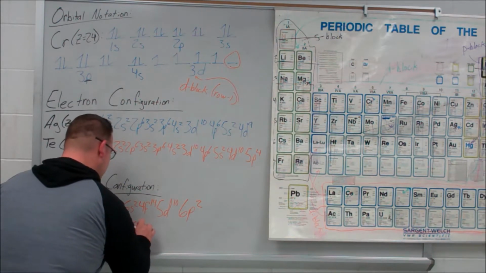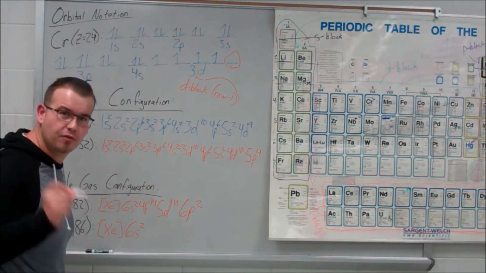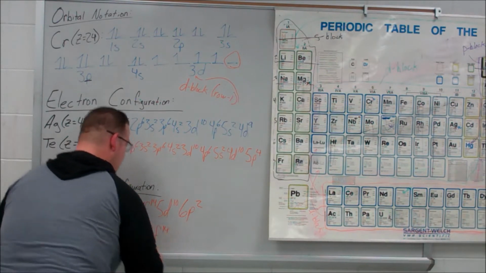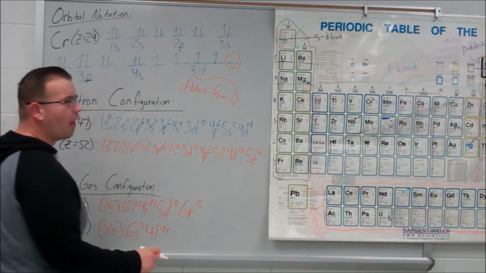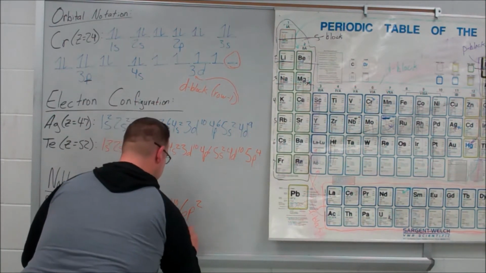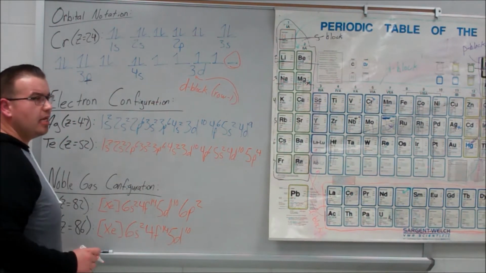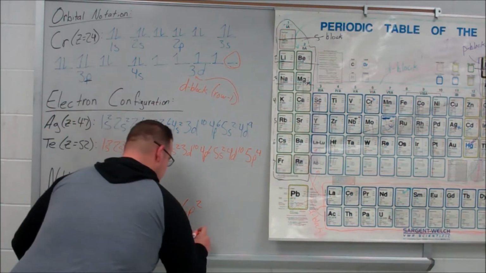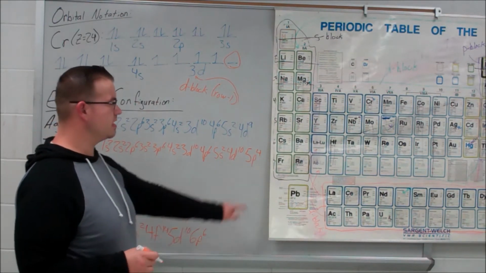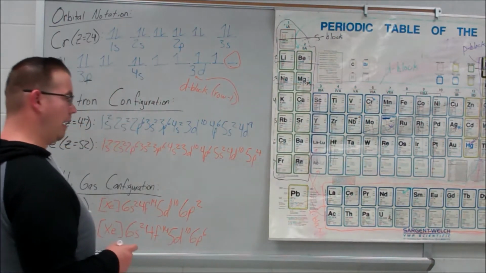So 6s2, don't forget the F block. You have to go back through that F block. 4f14. Come back to the D block. I go all the way through because I end in the P block. So I know it's a 5d10. And then you go all the way through that P block. So it'll be 6p6, because you're in the 6th row and you're in the P block and it goes all the way through to that noble gas radon.